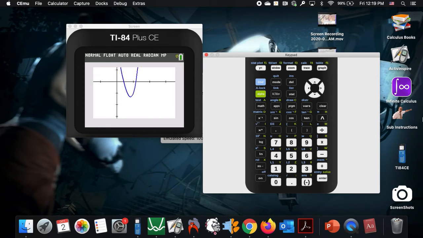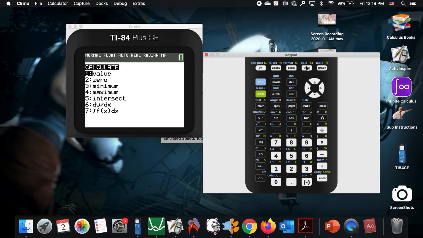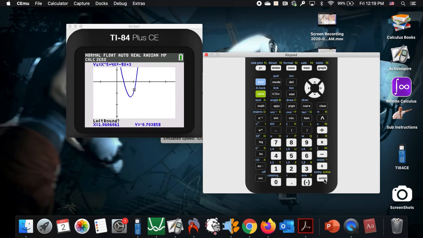If I wanted to find this 0 right here, you can trace it and just kind of get close to it. But if it's not a nice, lovely one, you can't really exactly find it. But if you hit second trace, that number 2 finds the 0 for you. So second trace 2. We all familiar with that? Awesome. And then what do you have to do? It asks you questions, doesn't it? It asks you left bound and right bound?